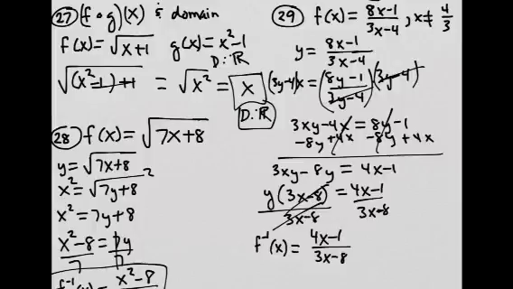Now remember, at the beginning, the original function, they gave you this restriction because of that domain there. So we know x cannot be 4/3, so I'm going to do the same thing here. x cannot be 8 over 3, because that would make the denominator 0.